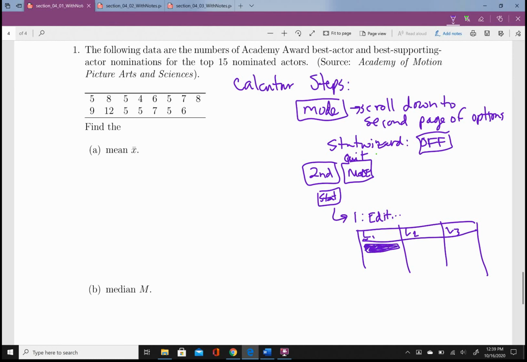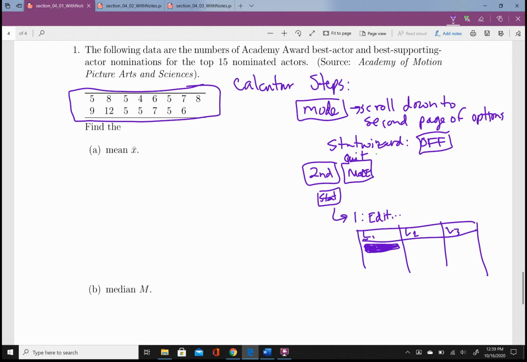You want to put your data into L1. Now what's the data? That's this business right here. These are the values that you want to put in one at a time. So if you already have data in your L1, just go ahead and highlight L1 and then press clear and then move down. You'll clear that entire column of the old data because you want it to be empty.